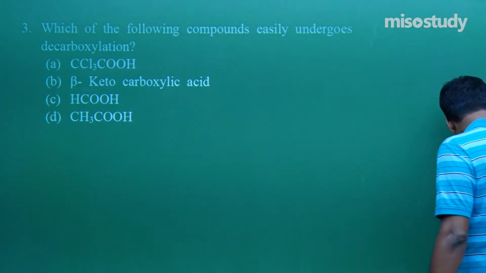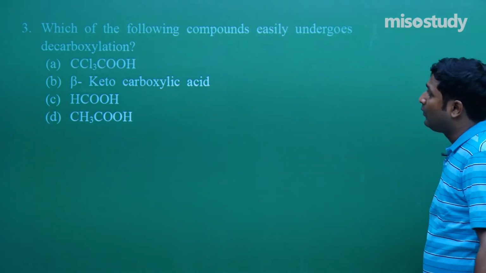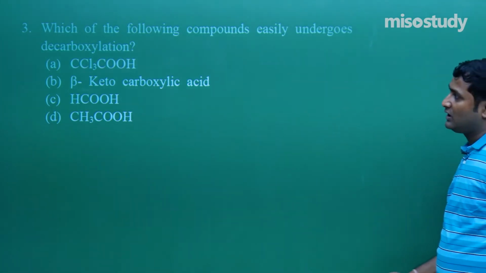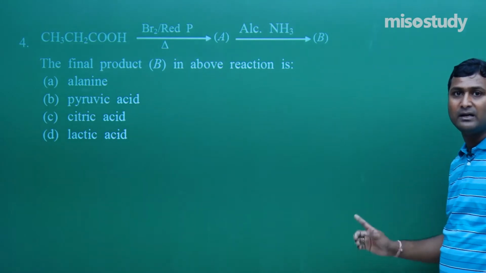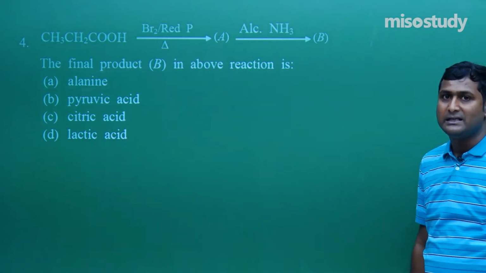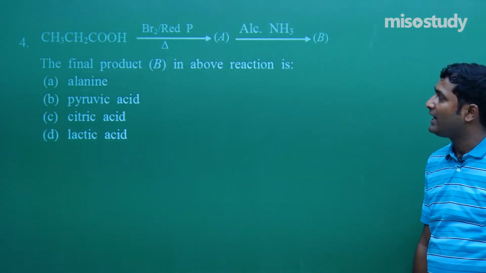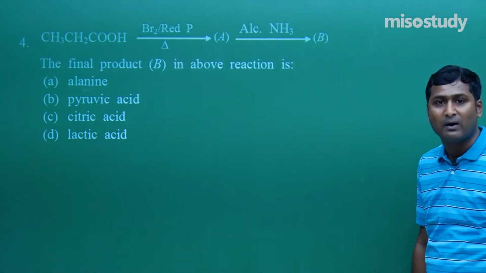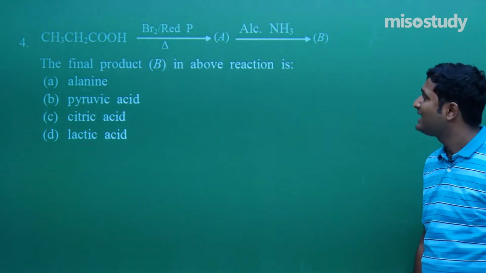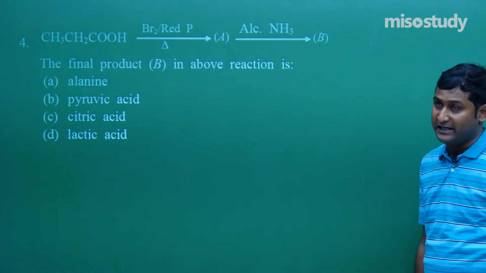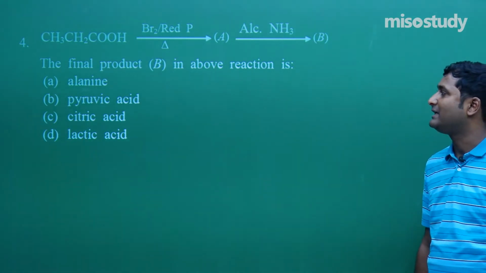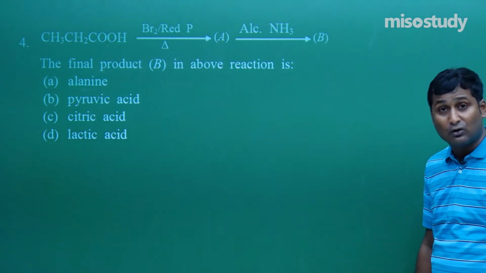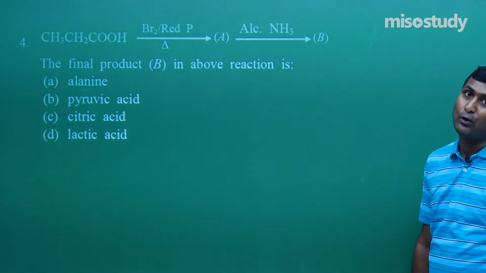Now, let's move to question number 4. It's your turn, you have to solve it. It is given here: CH3CH2COOH reacts with Br2 in the presence of red phosphorus and gives a product A, which on treatment with alcoholic NH3 gives a product B. The question is, find the product B.